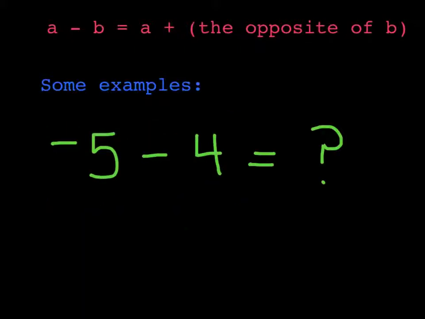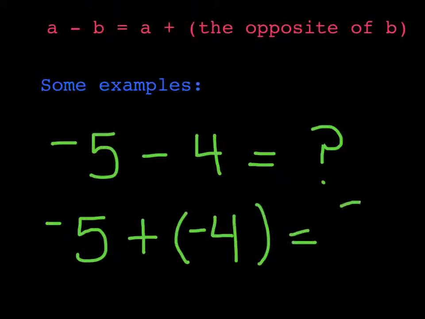Let's take a minute to look at the problem I have written in front of us. Negative 5 minus 4 equals, and here I've written a question mark because I do not yet know the answer to this question. So again, using the rule that I have stated above, I'm going to rewrite my subtraction problem in the form of an addition problem because at this point in my learning, I'm very comfortable adding integers. So I can state that negative 5 plus negative 4 is equal to some number.